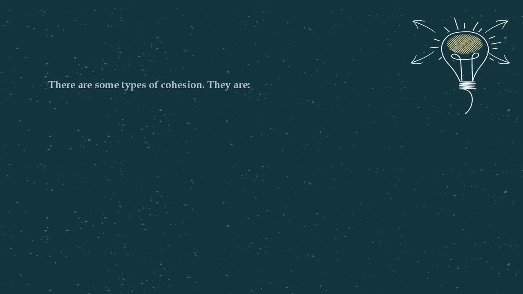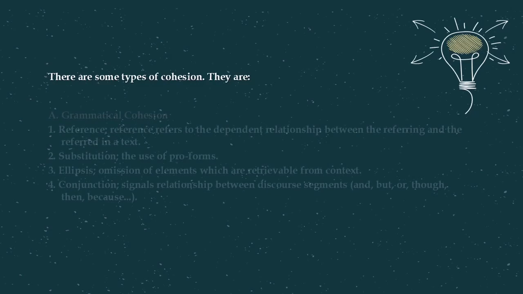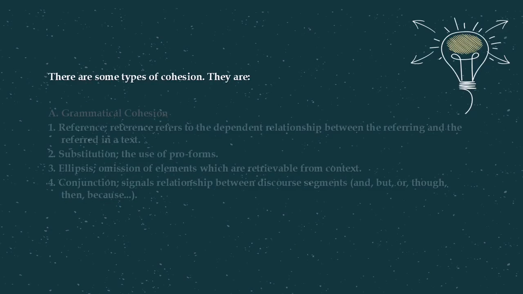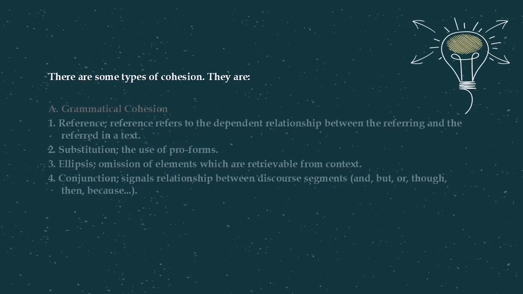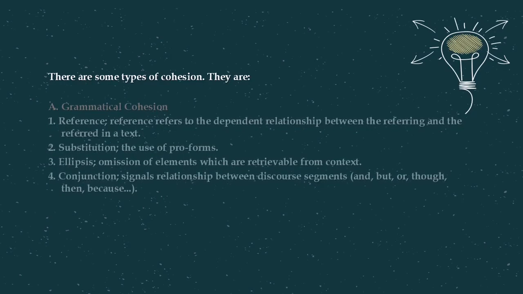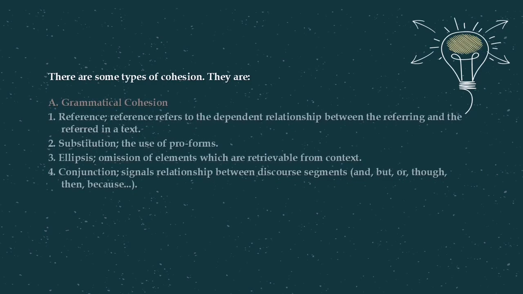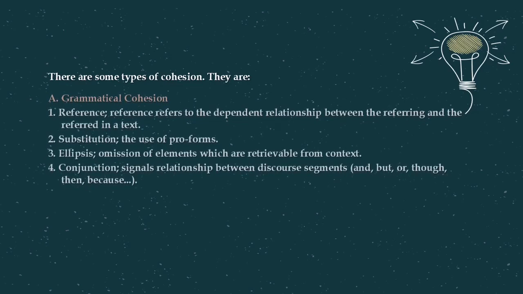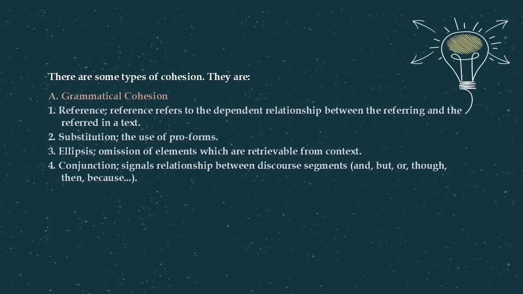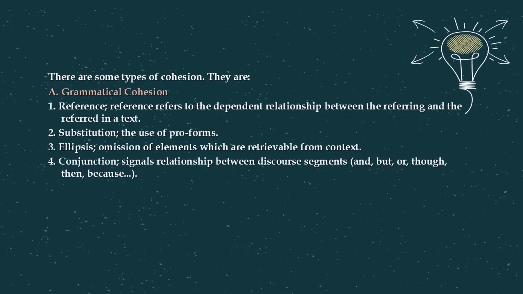I will explain about types of cohesion, and they are: first is grammatical cohesion. Number one, reference. Reference refers to the dependent relationship between the referring and the referred in the text. Second is substitution, the use of proforms. Third is ellipsis, omission of elements which are retrievable from context. Fourth is conjunction, which signals relationship between discourse segments such as and, but, or, though, then, and because.